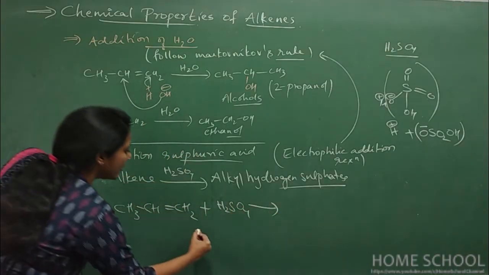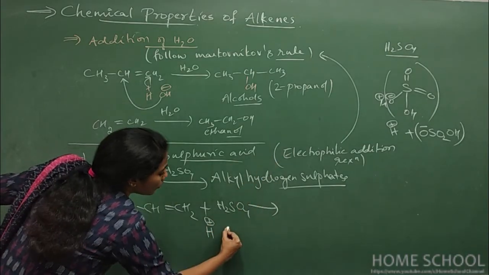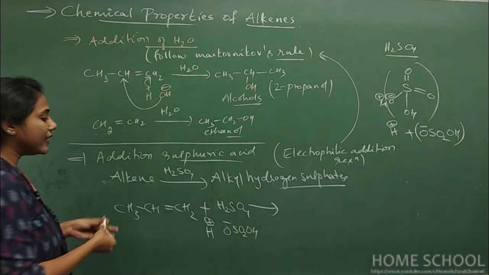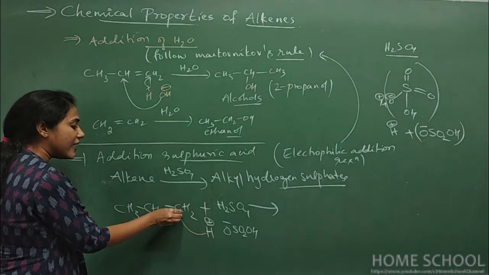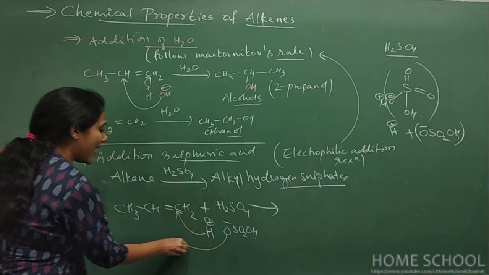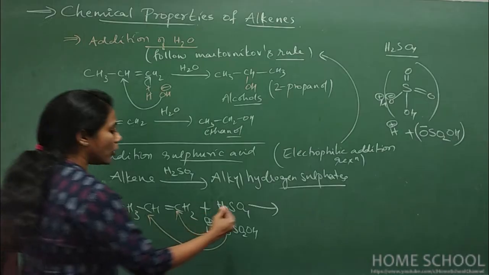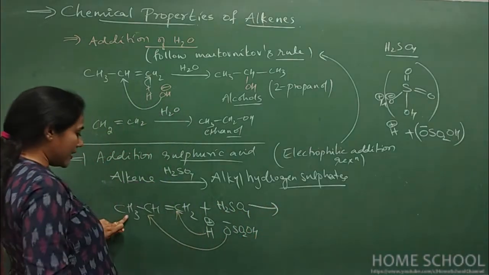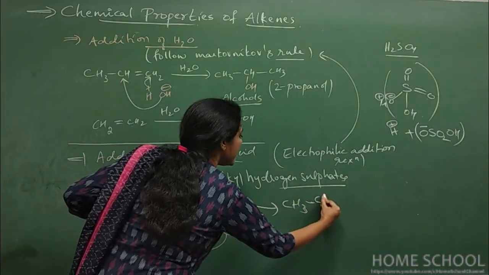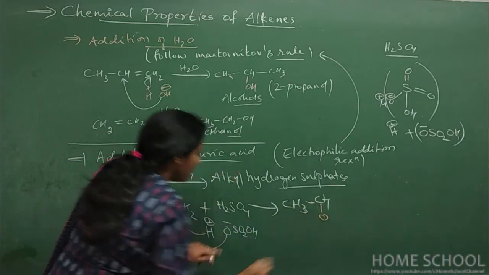So which is the positive part here? H plus is the positive part, and which is the negative part here? I told you, O minus SO2 OH, right? So where is positive part getting added? Positive part is always added to carbon having more number of hydrogen, and negative part gets added to carbon having less number of hydrogen, right? So what do you get as a product here? This CH3 remains as it is, and for this CH, what is added, guys? O minus. So linkage is through O.